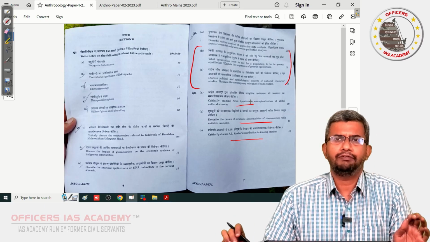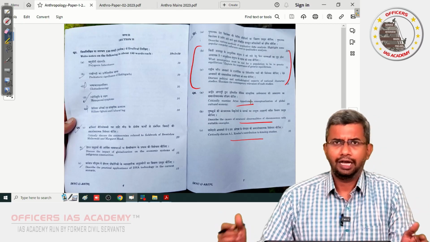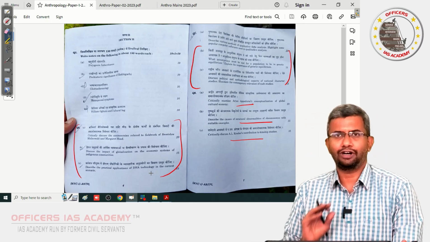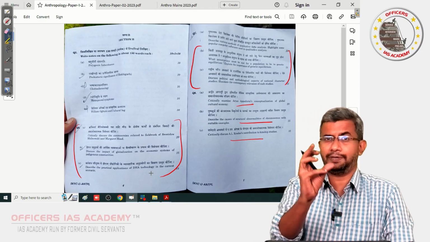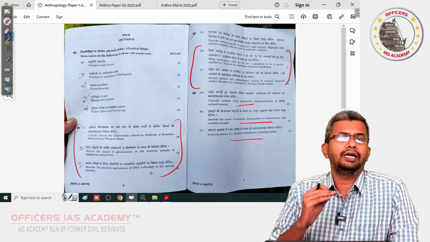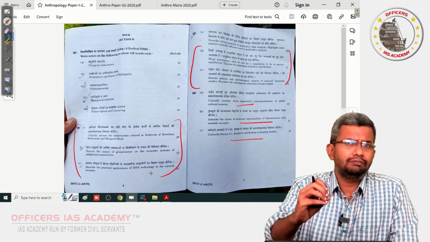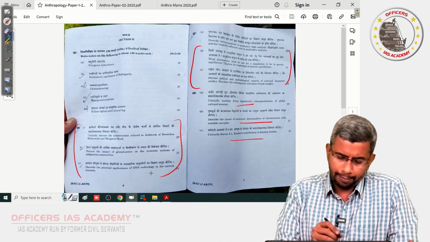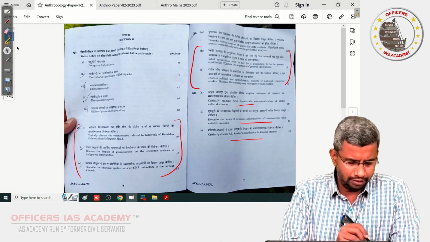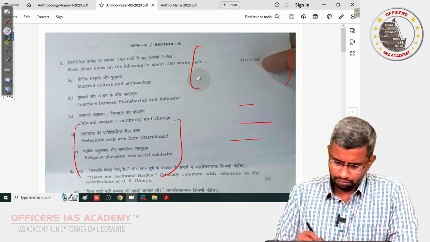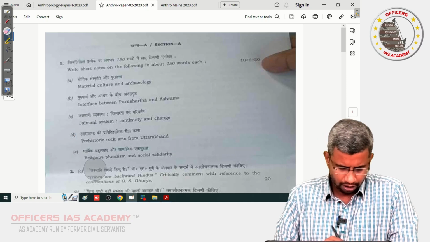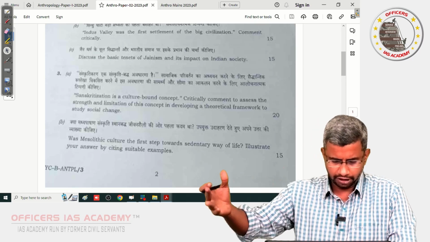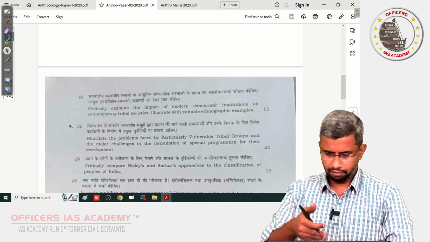I wouldn't want to mince my words: you could have picked up this question to be on the safe side, and the short note, so you could still have managed it. But this was an unexpected level of difficulty in two 20 markers, which were slightly complicated. But paper 2 was straightforward. Almost all the questions were straightforward, and even the prehistoric rock art of Uttarakhand is not so difficult, but I would discuss it briefly in the notes that I have made.